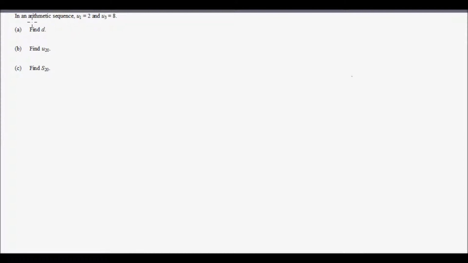In an arithmetic sequence, the difference between consecutive numbers is simply adding a certain number, which is d in this case. We're given the information of this sequence where the first term is 2, we have an unknown term u of 2, and we're also given u of 3, which is 8. Alright, so this is good. So let's go and solve a.